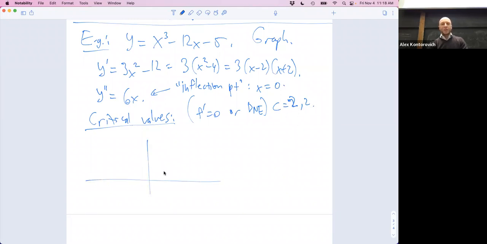So what is going on at x equals -2? -2 cubed is -8, minus 2 times 12, which is 24. Negative times negative is positive. So I have a positive 24 minus 8, 16. 16 minus 5, 11. So this is at -2, 11.